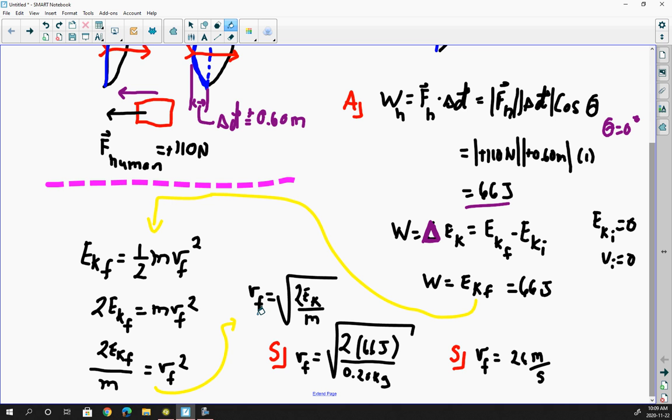Now we have to square root both sides. So we square root both sides. Final speed is the root of 2 times final kinetic energy all over the mass. Let me put an F there for final. Now we substitute. So we plug in the numbers, we do all our math, and we get 26 meters per second. So that's part A.